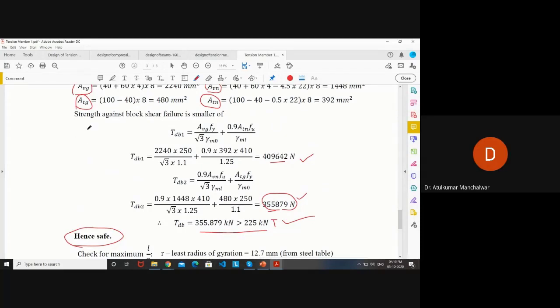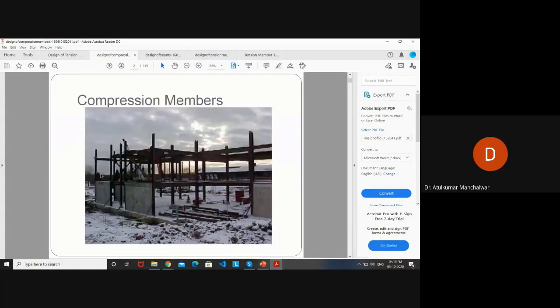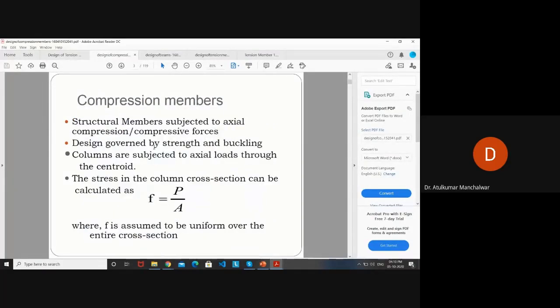After this, we will try to see what the compression members are. What are compression members? Generally, a compression member means a member which experiences compressive force. Here it is a structural member subjected to axial compression force, meaning purely axial compression, opposite to tension. The design is governed by strength and buckling. Here there will not be rupture, there will be buckling.